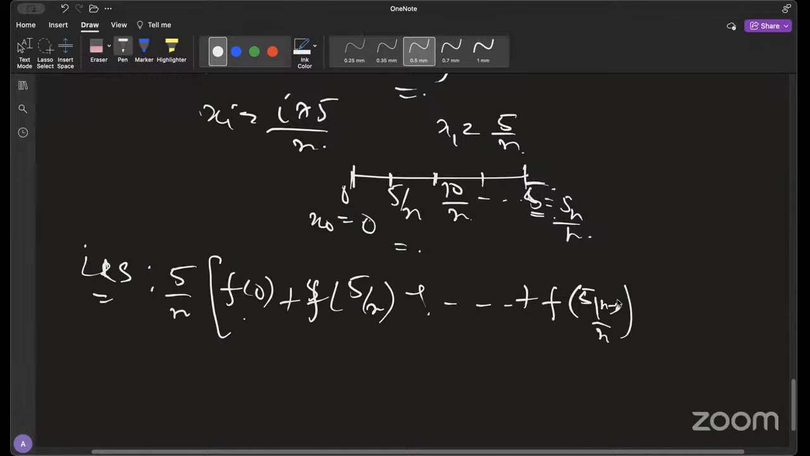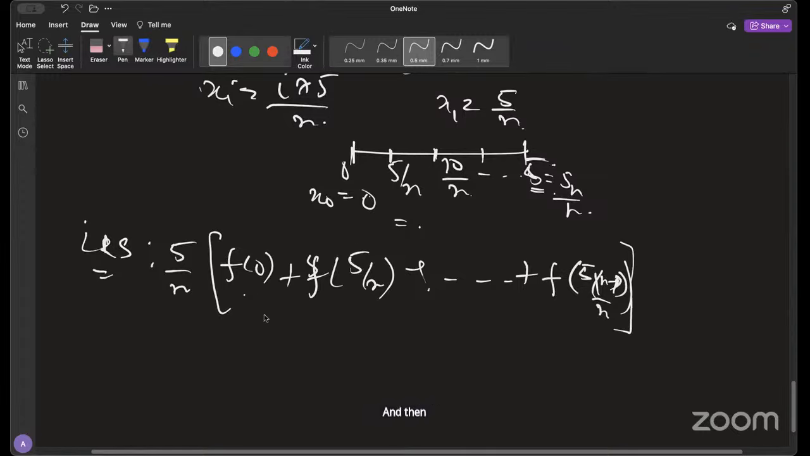Ma'am, second point will be okay, 5 by n. Yes, ma'am, correct. So you'll have this thing. And then at f0, what is the last term, ma'am? This is 5n by n. So going by the pattern, this will be this, right? Minus 1 by n. Yes. So f0 is 0, then f5 by n will be 5 by n. So we'll have the same things. This will be 10 by n.